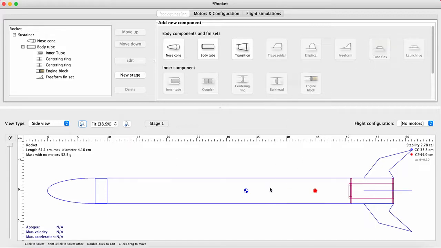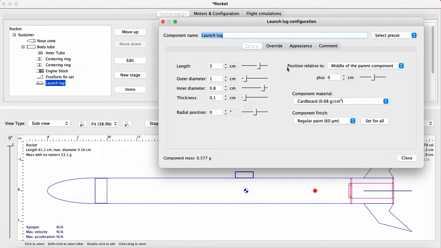In other words, we've got to create something so that the rocket can stand stably on the launch pad, and for that you use this little guy, a little launch lug, right? Length doesn't really matter. 3 centimeters is fine. You could actually measure the one in your kit. Actually, that would be the best. There's one of these in the kits, and you could measure it and see what the size is.